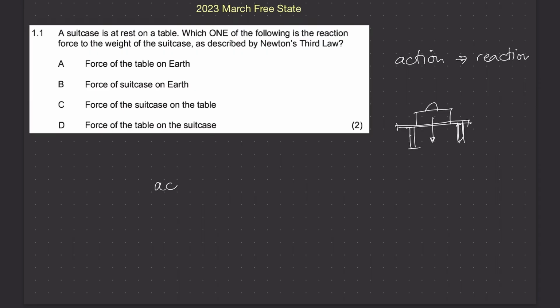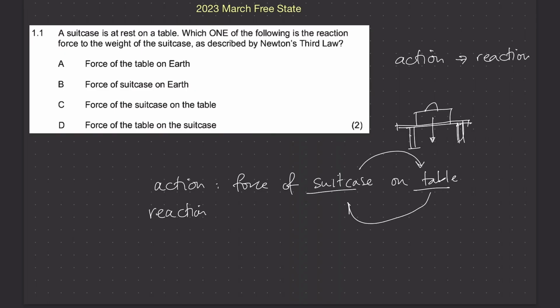So the action would be the force of the suitcase on the table. So suitcase on table. If you want to get the reaction force, all you need to do is switch the words. So the reaction force would be the force of the table on the suitcase. And that answer is D.